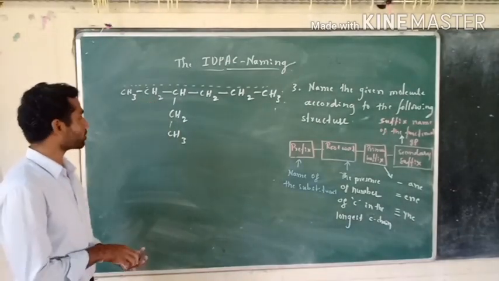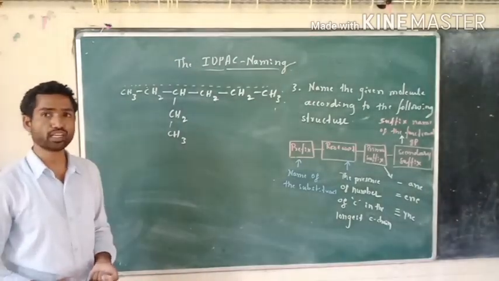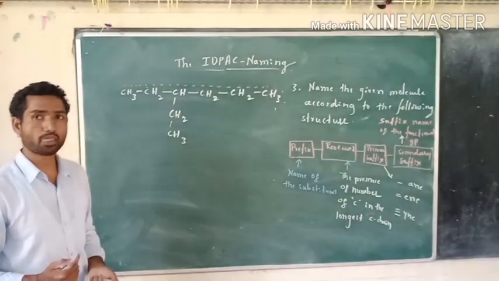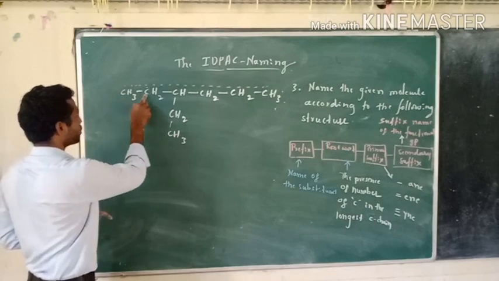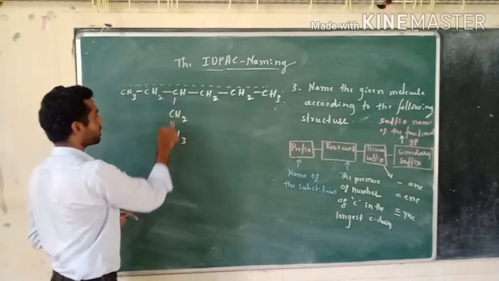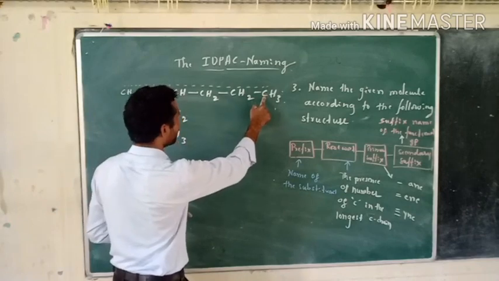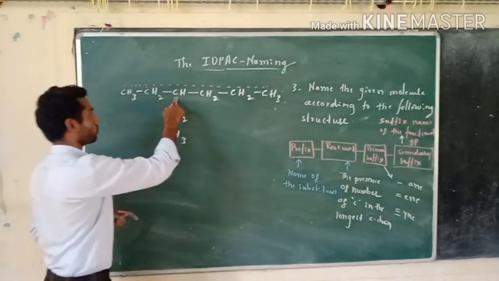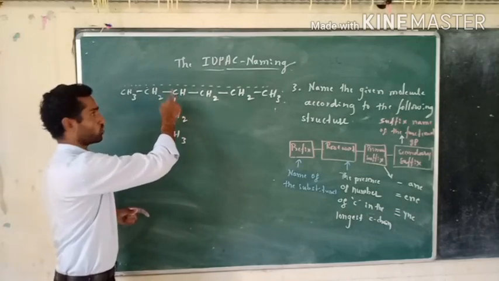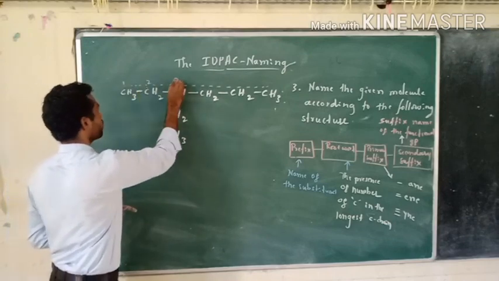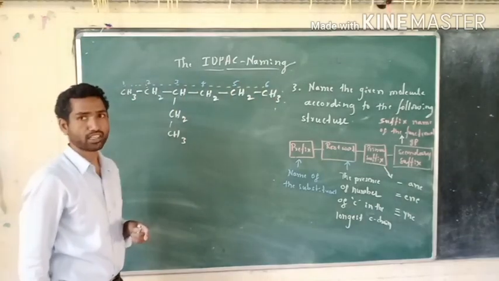Now, number the longest carbon chain. The second rule is, number the longest carbon chain in such a way that the least number should be given to the carbon bearing the substituent or functional group. If I start numbering from this carbon, 1, 2, 3, then 3 will be given to the carbon bearing the substituent. If I start numbering from the other carbon, 1, 2, 3, 4, this carbon bearing the substituent will get 4. Therefore, this one is the right way: 1, 2, 3, 4, 5, 6. This is the right way of numbering the molecule.